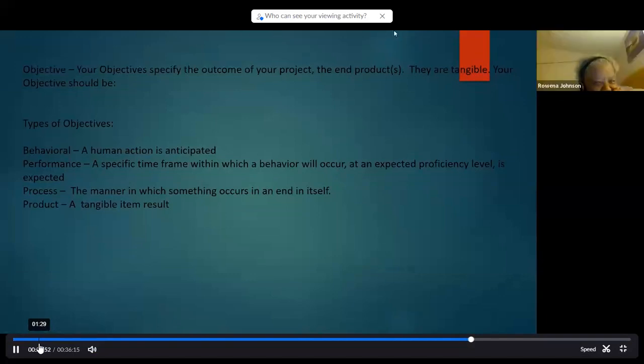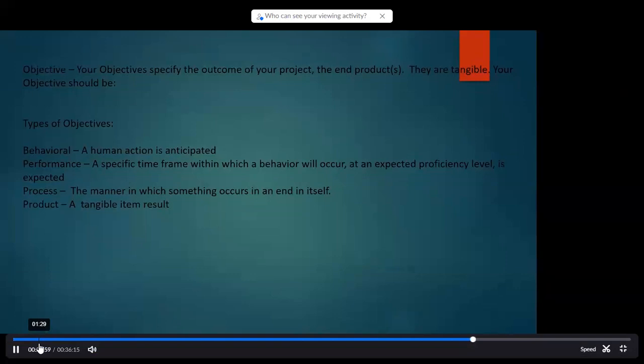Okay. A few types of objectives: behavior, performance, process, and product. When you get this information, I want you to be able to break down whether your focus is on behavior, performance, process, product, or a combination of all of them. So you'll get an opportunity to assess this when you get this presentation.